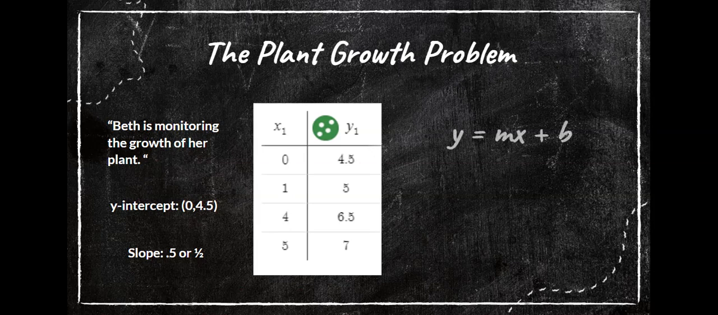This allows me to write an equation in slope-intercept form by simply plugging in what we identified as the slope and the y-intercept. Again, the slope is 1/2, so I have y equals 1/2 x, and I'm adding 4.5 because that is where the line crosses the y-axis.